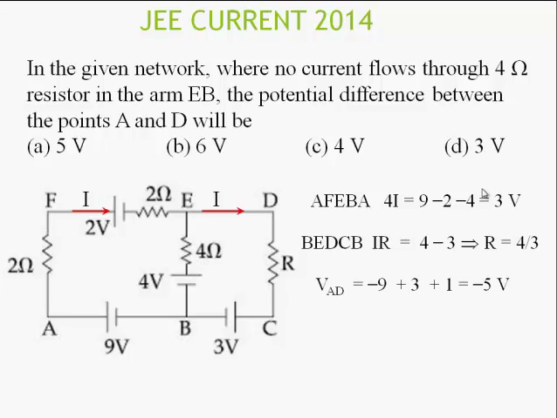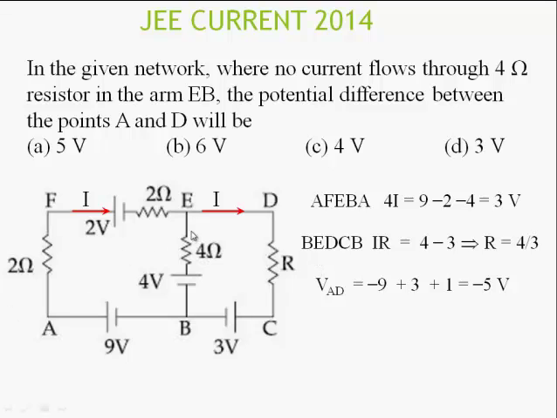Let me take it VAD. Let me go through this way. Minus 9 plus 3 plus 1, it gives me minus 5 volt. So the potential across AD is minus 5. If I go from here also, I can find it without calculating anything else. Whatever I have calculated, that is only to make you understand; you can solve by other methods also.